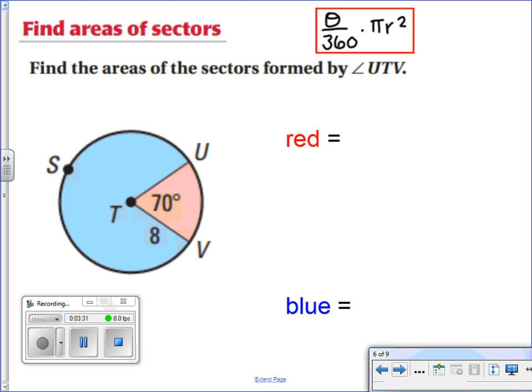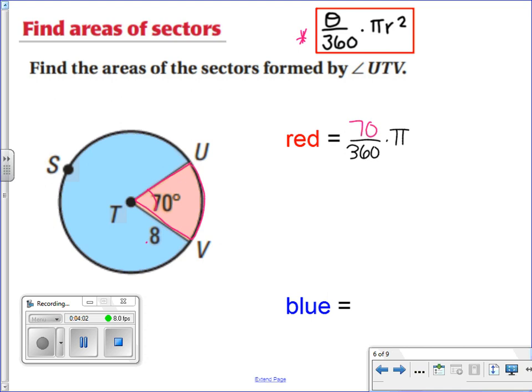So let's start with the red sector. So I'll kind of outline this in red. So I have our equation up here. That is the equation we're going to use to solve and to find the area. So theta is going to be that 70 degrees. So 70 divided by 360 times pi r.